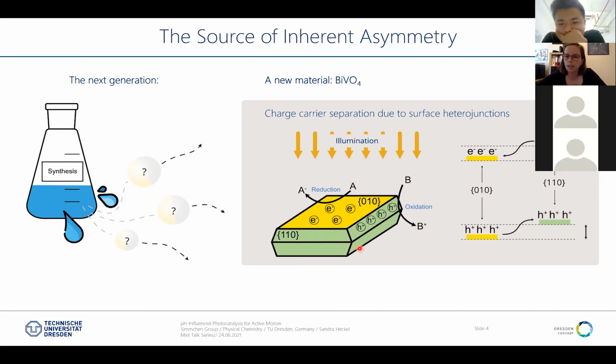And this would mean then that you can have spatially separated reactions and a gradient and active motion without the need of making a Janus particle or putting a second catalyst on this, and that you could just synthesize it and they start moving. This sounds already really cool.